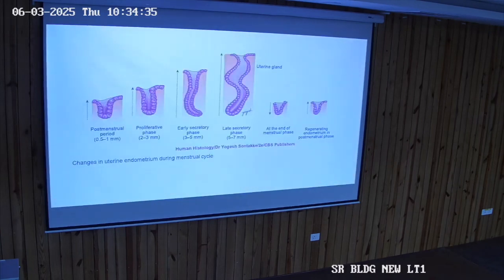Now these are the glands. If you can appreciate, this is the end of the menstrual phase. Then regenerating endometrium in the post-menstrual phase. This is the endometrium of the proliferative phase where the simple tubular glands are starting to form. Then early secretory phase where the growing of the tubular glands occurs, which later on becomes tortuous.